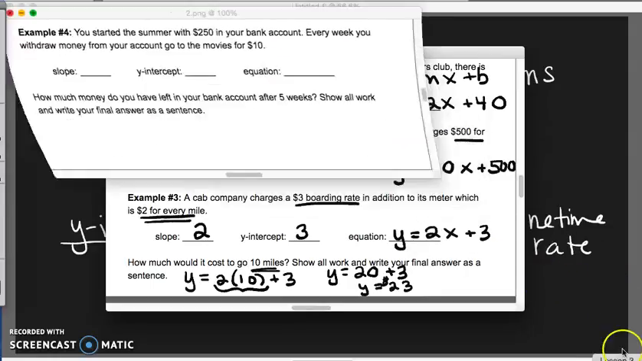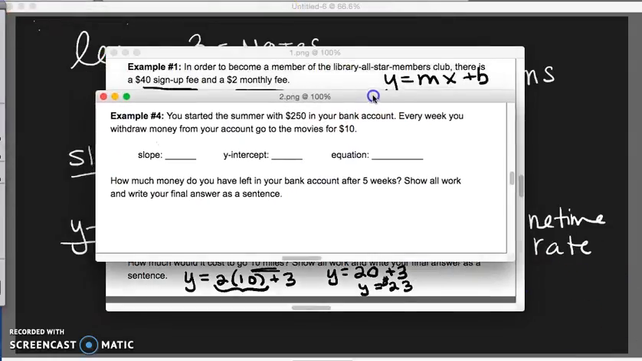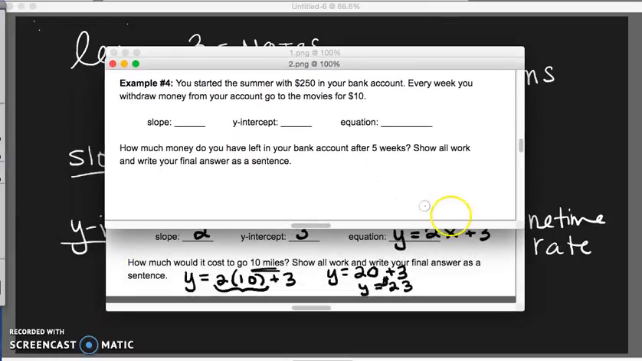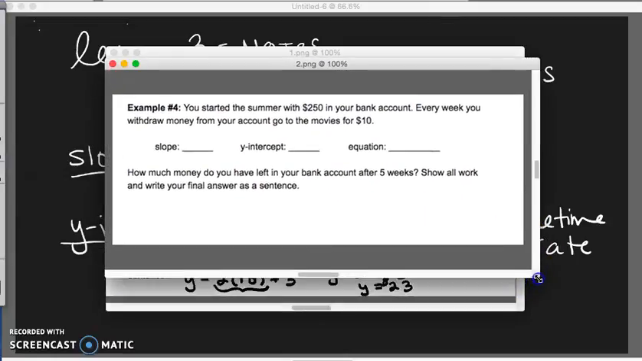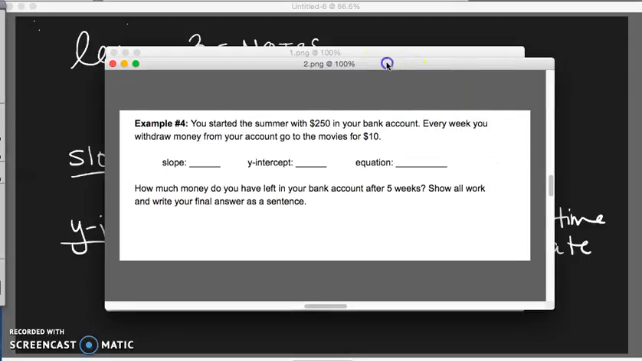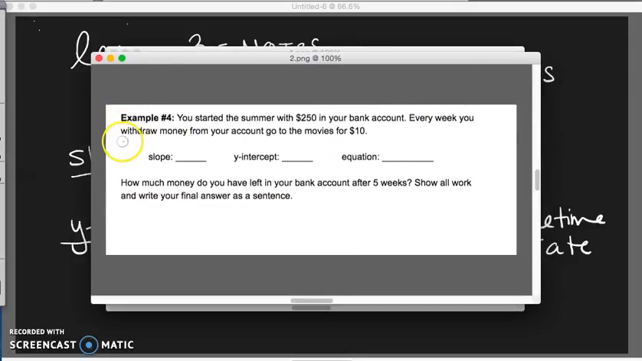All right, let's look at example number 4 now. You started in the summer with $250 in your bank account. Every week you withdrew money from your account to go to the movies for $10. So you are taking money out.